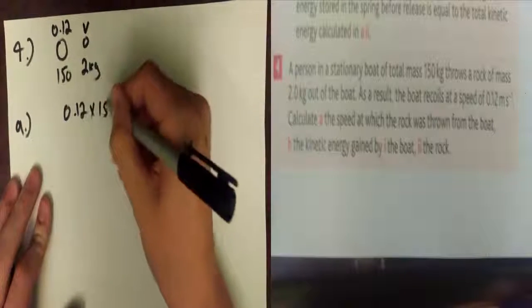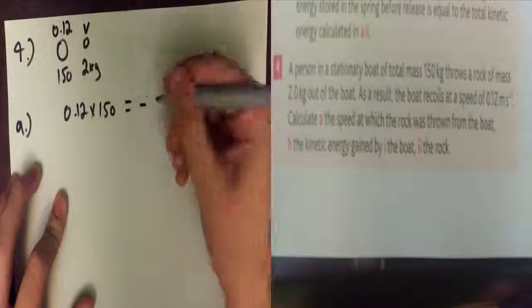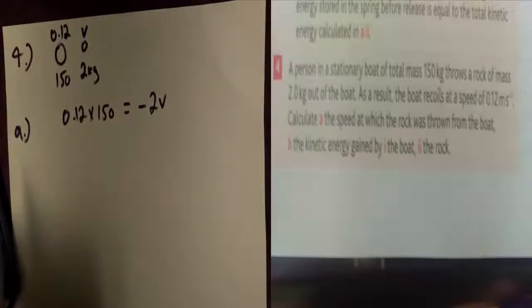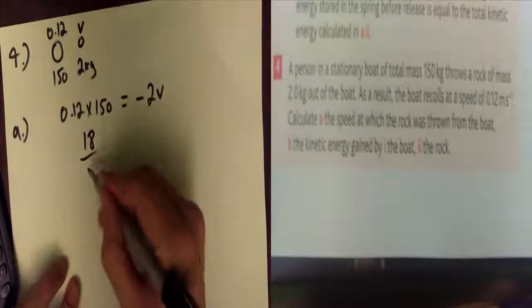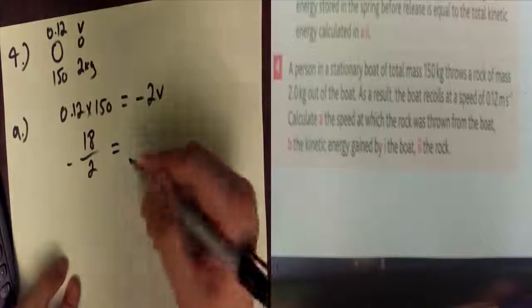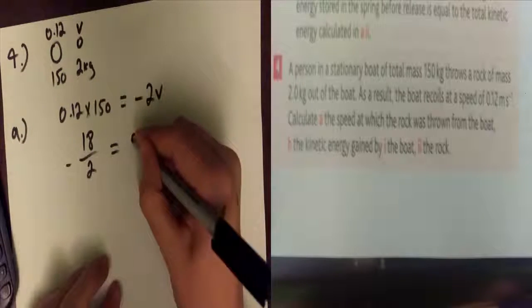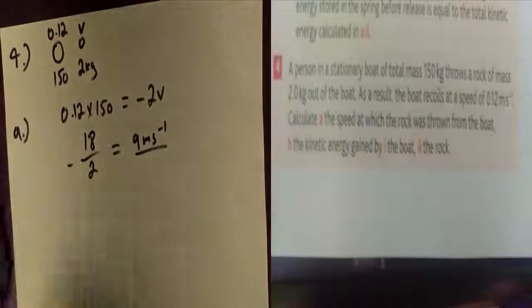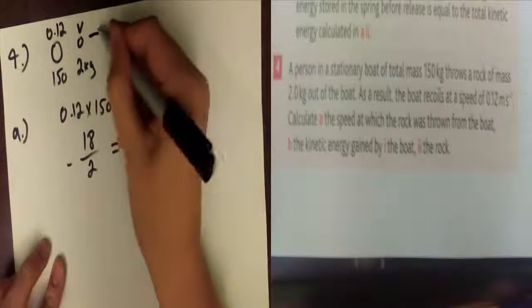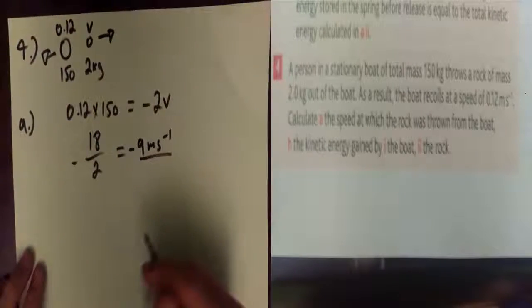0.12 multiplied by 150 will equal minus 2V. 0.12 times 150 is equal to 18, divided by minus 2 will give us 9. Minus 9 goes in the opposite direction of the boat.